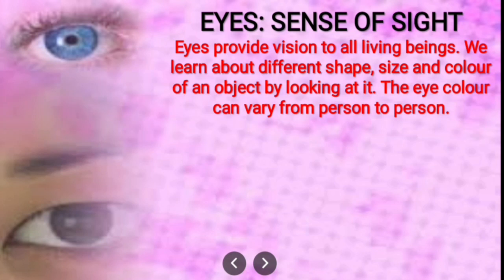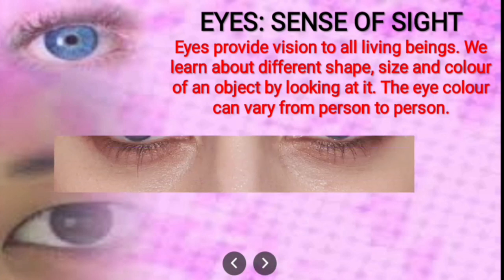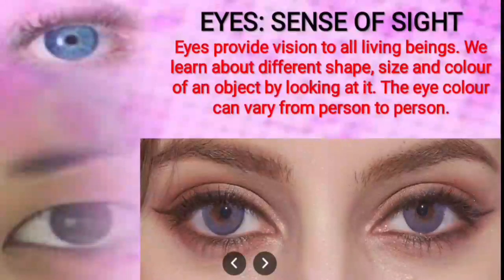Coming to the first, eyes, the sense of sight. Eyes provide vision to all living beings. We learn about different things, shape, size and color of an object by looking at it. And the eye color can vary from person to person. You have seen also every person has different eye color. So this is the sense of sight.